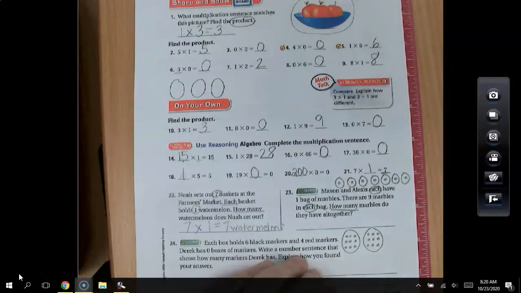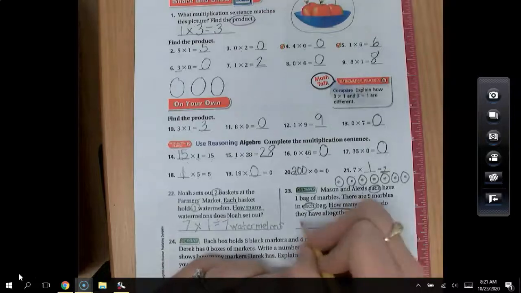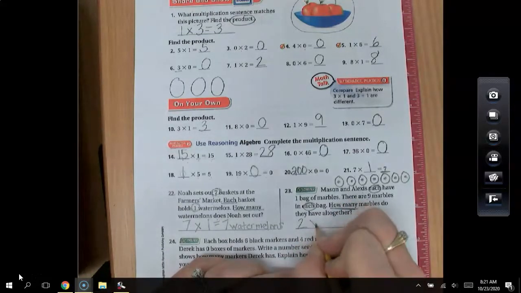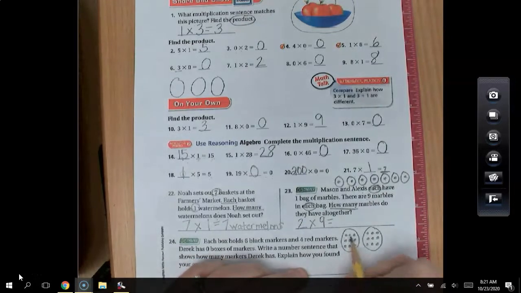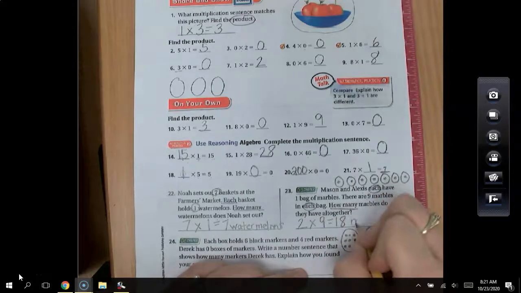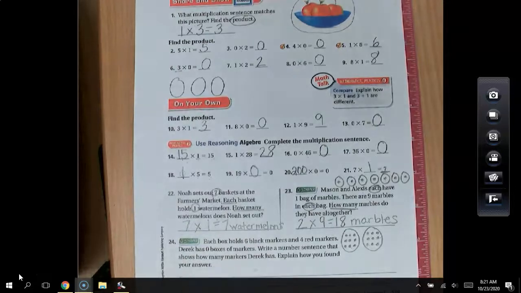Okay, how many marbles do I have? Well, let's set up our multiplication problem. I have 2 groups, because I have 2 bags of marbles, times there's 9 marbles in each bag equals, I know there's 9, 10, 11, 12, 13, 14, 15, 16, 17, 18. 18 marbles. Good job.